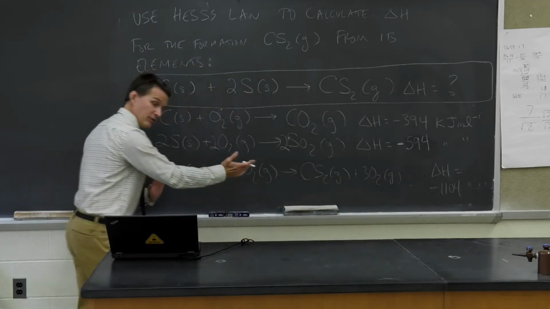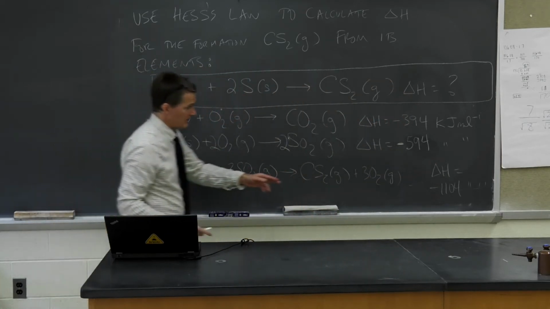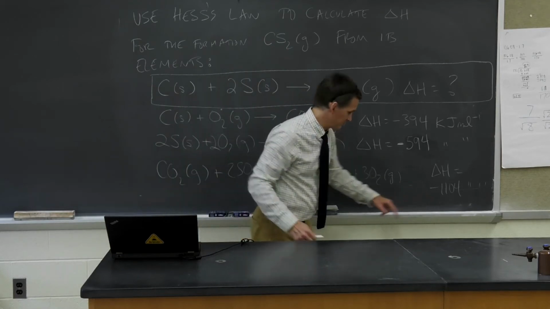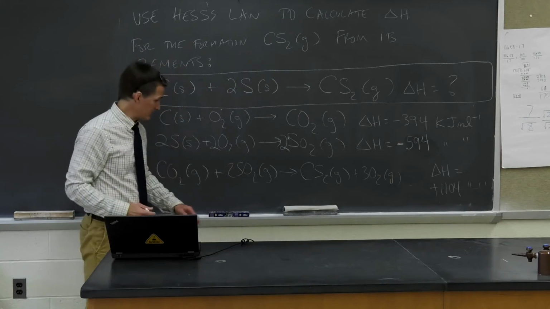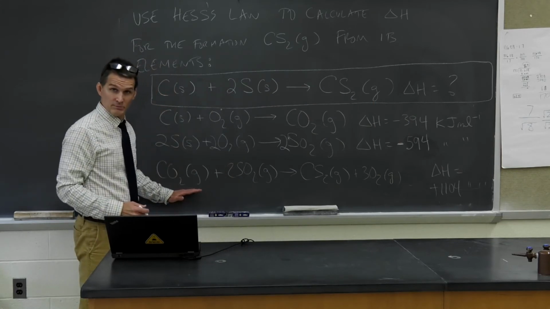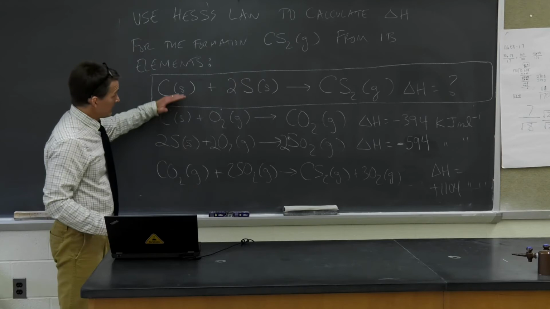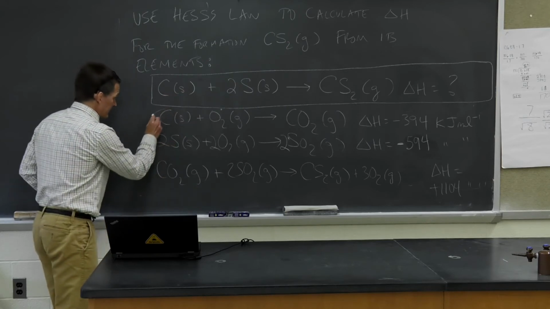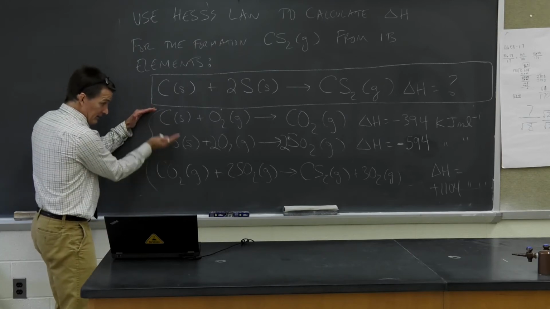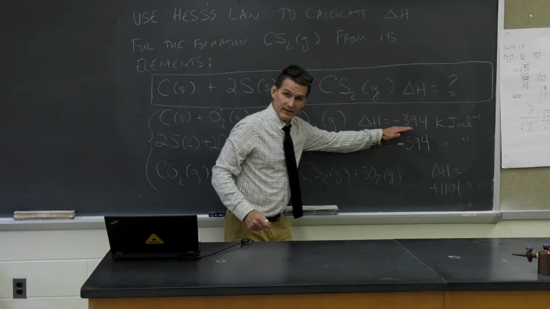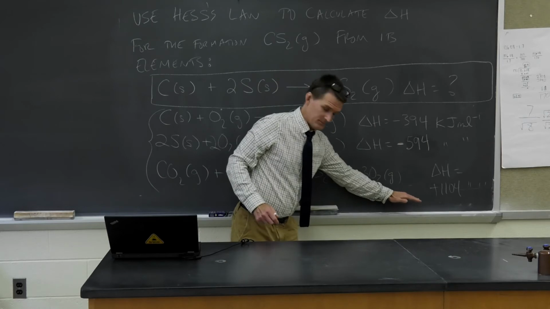And because I reversed this reaction, I need to reverse this sign. So I'm going to make this positive. I don't have to worry about multiplying it by anything, because I didn't multiply this equation by anything. Now we're going to add all 3 of these together and see what we get. And if I add all 3 of these together, then I need to add all 3 of these together as well.